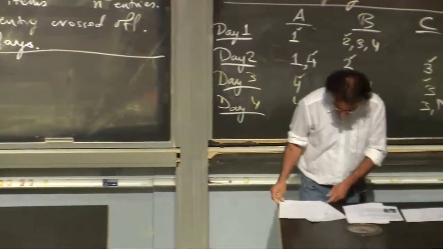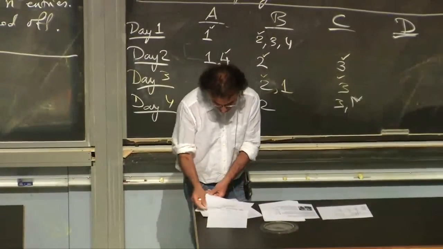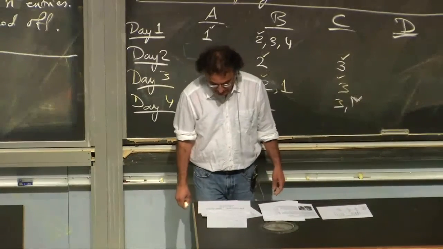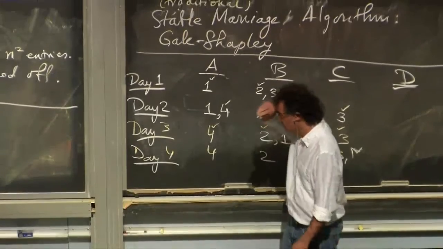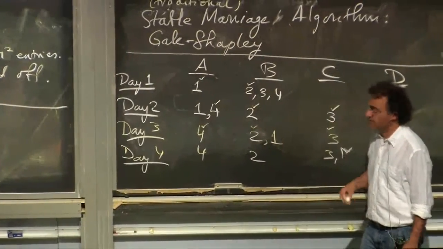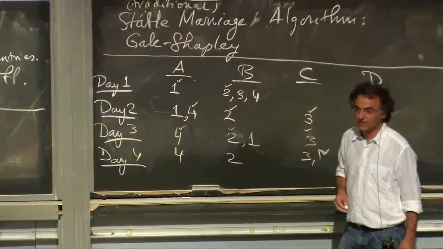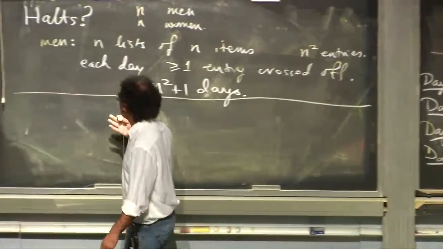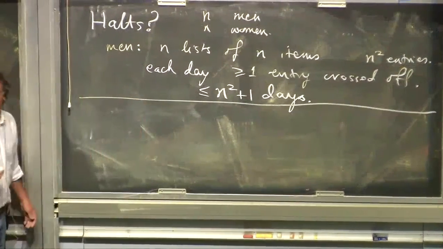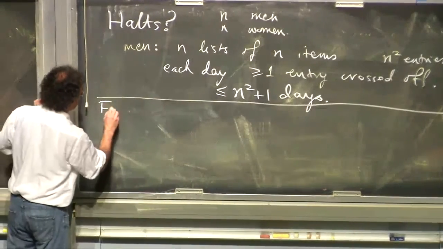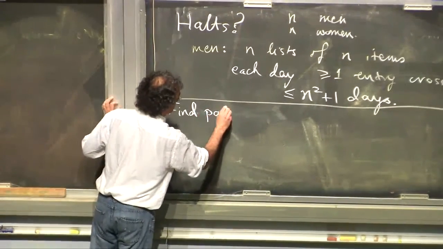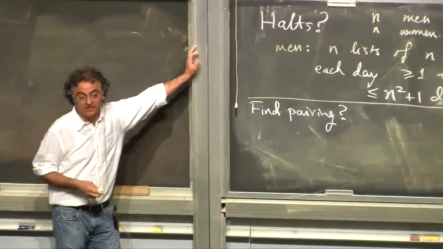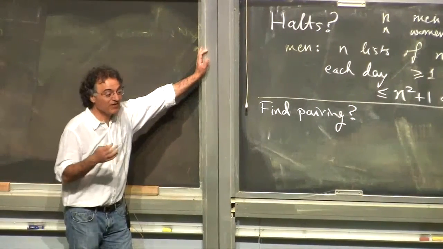Now, okay, so it halts, but does it actually find a pairing? Does it always find a pairing, or does it just halt and not find a pairing?